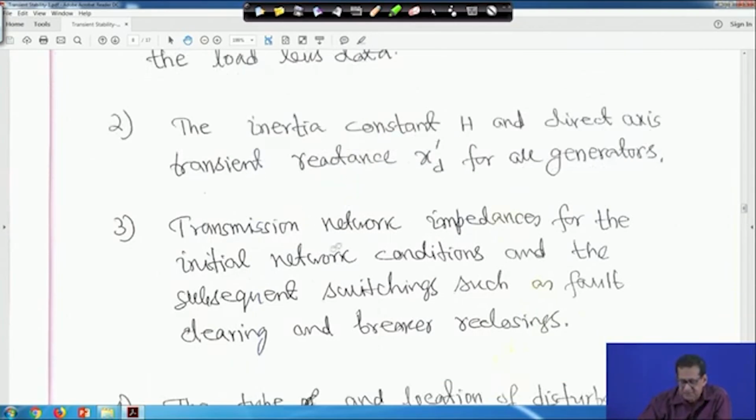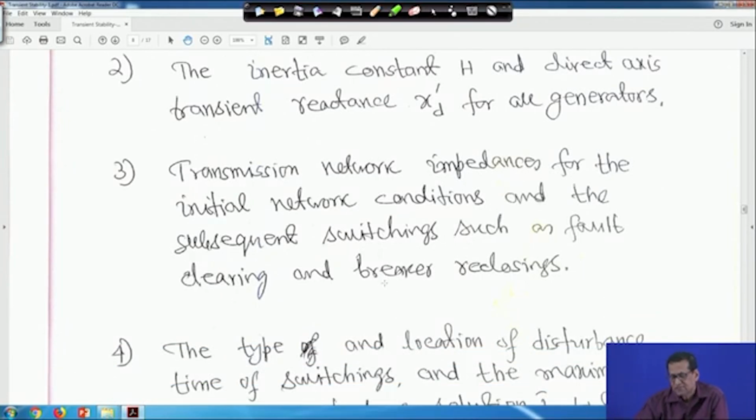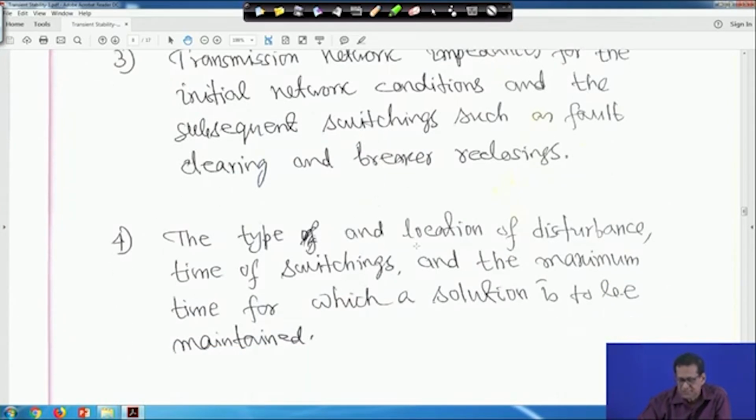Transmission network impedances for the initial network condition and the subsequent switching, such as fault clearing and breaker reclosing. All these transmission network impedances are known because you have to compute the Y matrix before fault, that is the pre-transient condition, during fault, and post fault also. Now, number 4, the type and location of disturbance, time of switchings and the maximum time for which a solution is to be maintained. These are the input data before writing the code, although we will not learn code here.